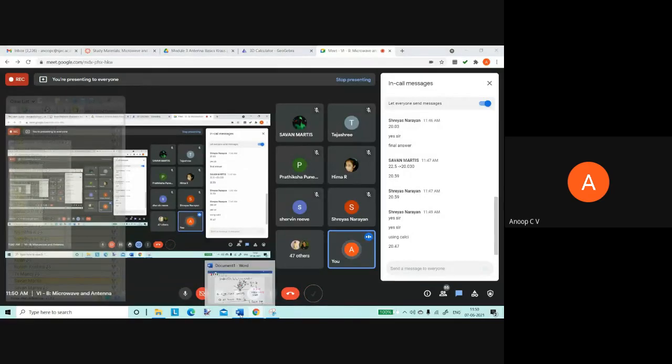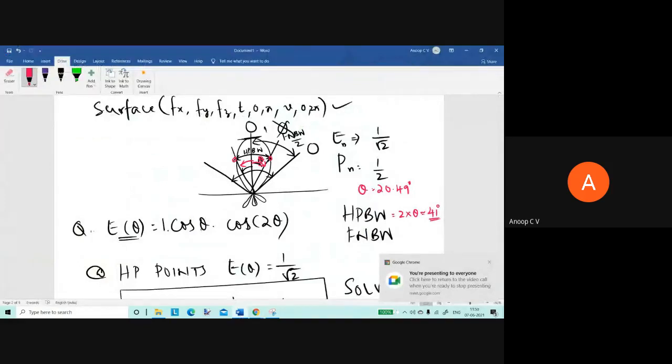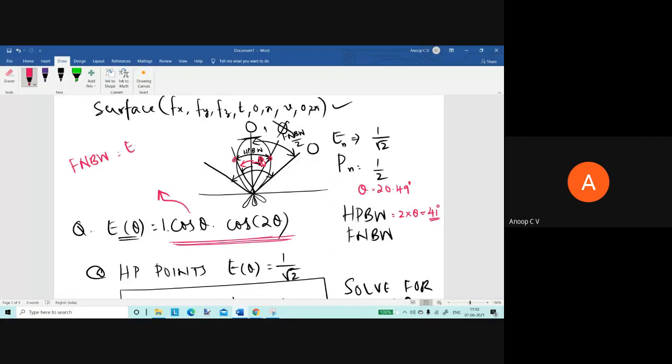Next we need to find the first null beam width. I want you to solve this. The function is cos theta into cos 2 theta. For which value of theta will this be equal to 0? At the first null, E of theta will be equal to 0. For some angle it becomes 0, and for some other angle it becomes 0. For which angle will this function become 0 for the first time? Cos theta into cos 2 theta.